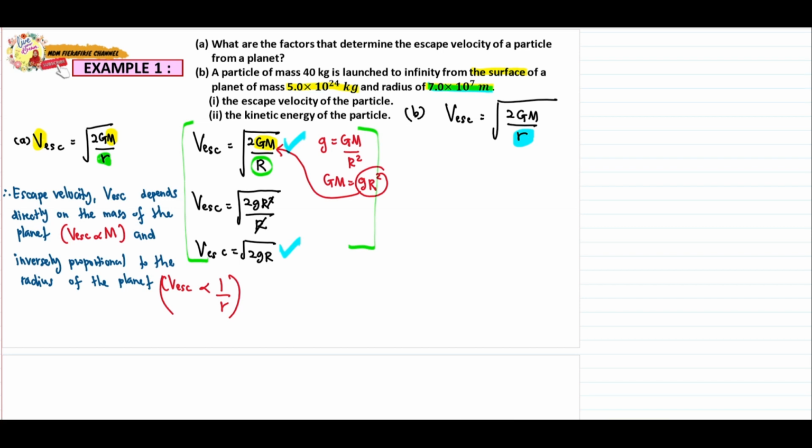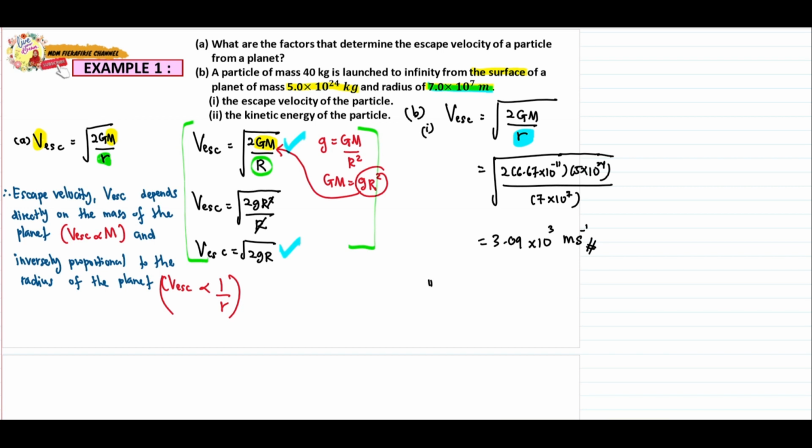So we can substitute all the values here. So square root 2, 6.67, exponent negative 11, and the mass also given. Okay, so this is very easy. And the radius, make sure 7 times 10 power of 7. Okay, so the answer is equal to 3.09 times 10 power of 3 meter per second. Unit jangan tertinggal.